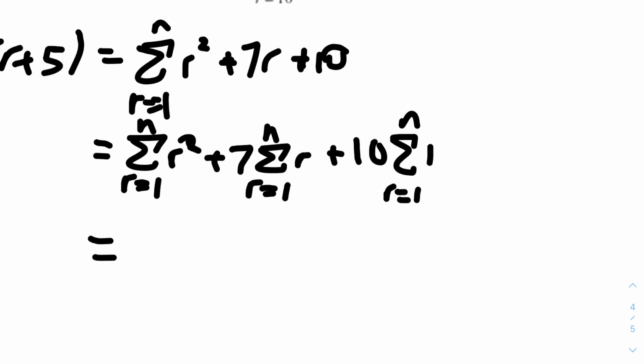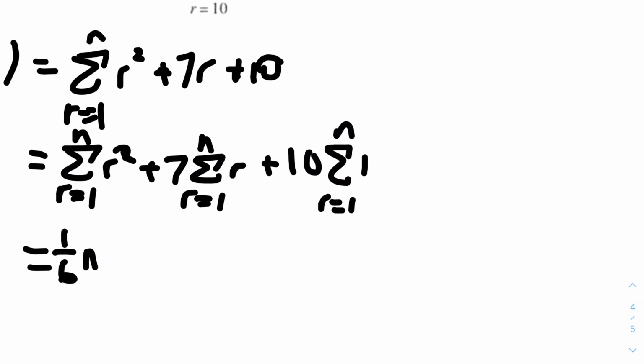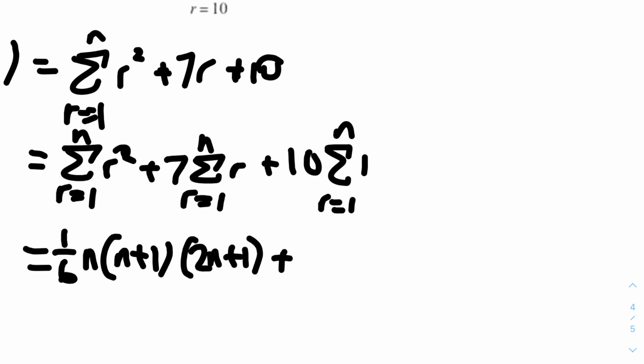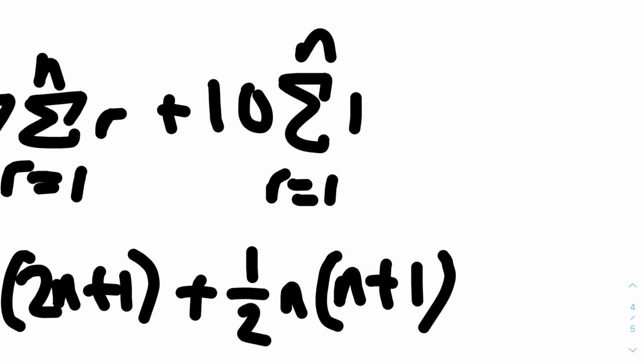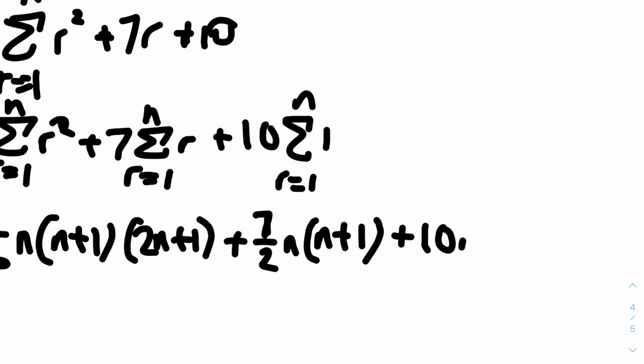So the expression for the sum of squares is 1 over 6, n times n plus 1 times 2n plus 1. In the second one, the sum of natural numbers is 1 over 2, n times n plus 1. But don't forget that we have to multiply this expression by 7. So instead of 1 over 2, it will be 7 over 2, because it's basically 7 times 1 over 2. And the last one is just 10n, because the sum of 1s is basically equal to n, right?